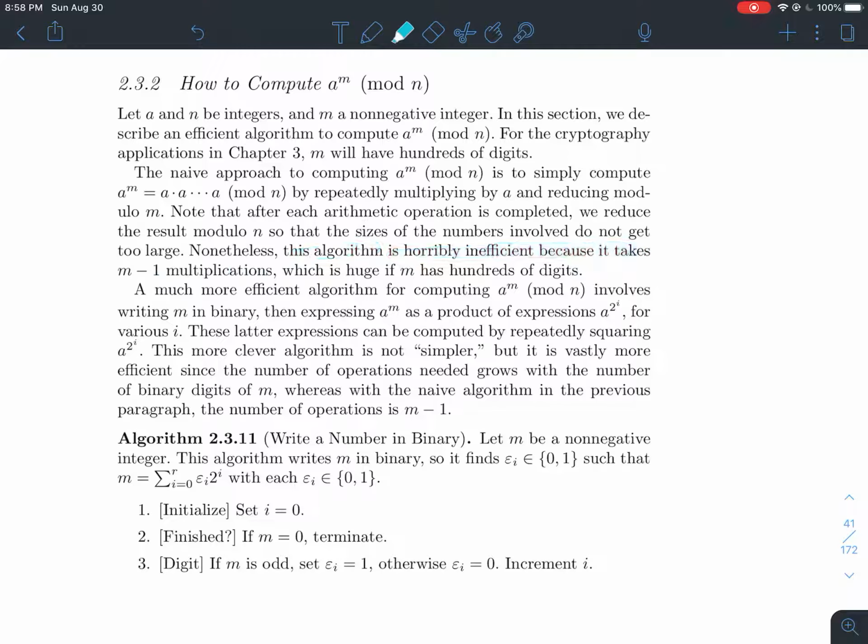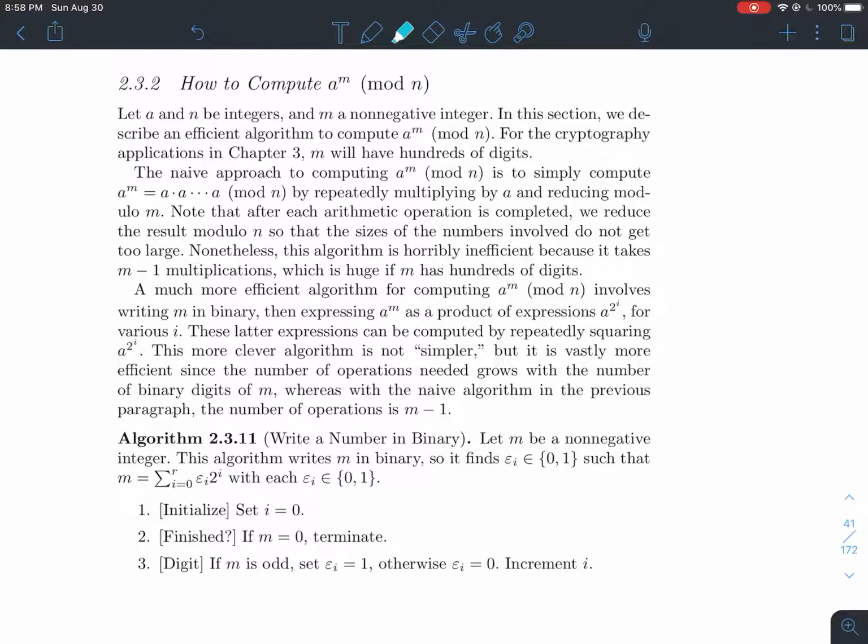And of course, if you're thinking about using this for cryptography purposes, that m, this power, is going to be incredibly large, maybe even hundreds of digits. So that many multiplications is pretty taxing even for a computer. So the overview is: what's a better way to compute a very large power of a and reduce it mod n?